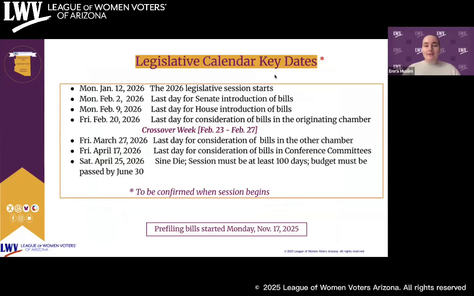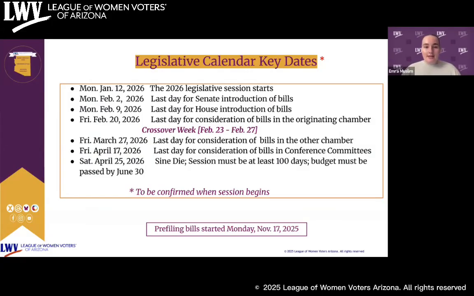So this is a refresher of the legislative calendar. The legislative session starts this Monday. However, pre-filing of bills has been going on since November. And while the legislature cannot do anything directly with those pre-filed bills until Monday, it is a sort of precursor to what the legislature is going to be focusing on. What are the issues that they are interested in tackling this session?